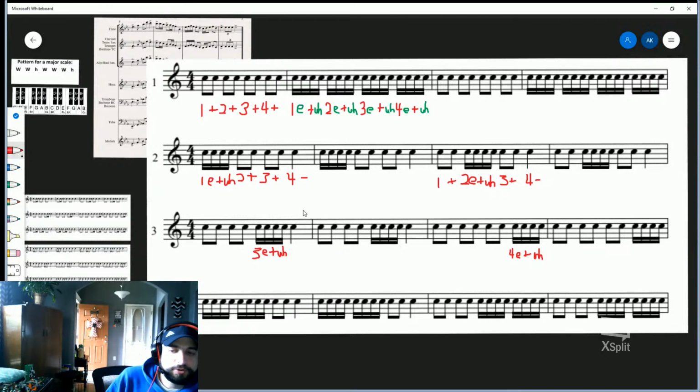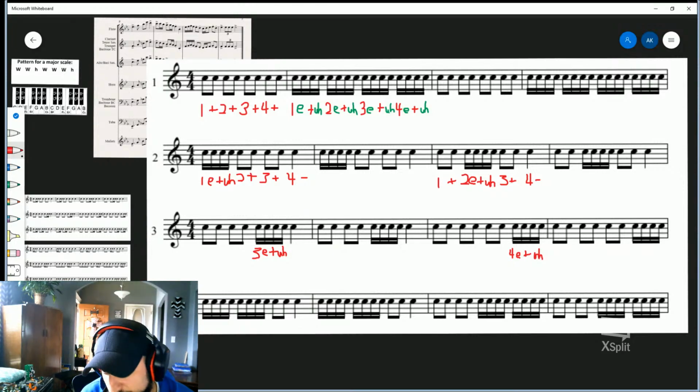All right, let's try line 4 together. Ready? 1 and 2 and ready and go. 1 E and a 2 E and a 3 and 4. 1 E and a 2 E and a 3 and 4. 1 and 2 and 3 E and a 4 E and a, 1 and 2 and 3 E and a 4 E and a. Pretty easy, combining 2 sets of 16th notes on beat 1 and 2 in the first 2 measures and beat 3 and 4 in the next 2 measures.